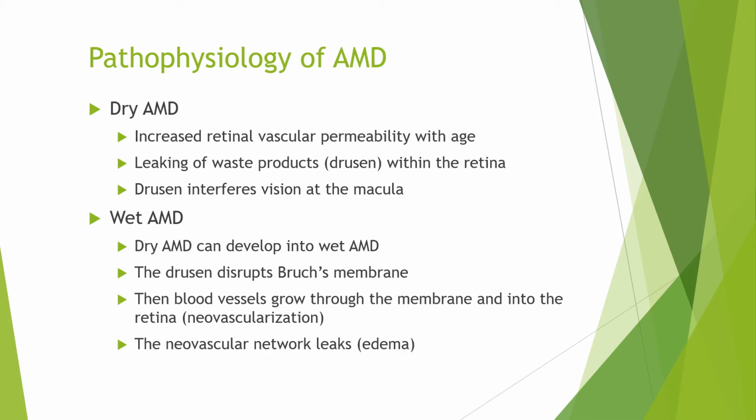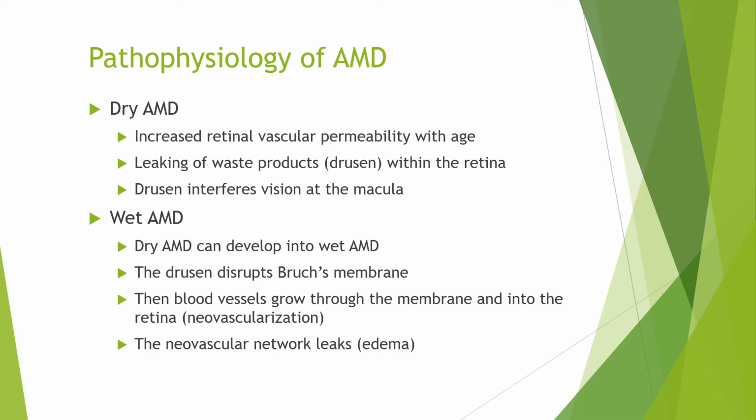because this does get in the way of the incoming light rays, it can interfere with vision at the macula. And as mentioned in the previous slide, dry AMD can develop into wet AMD. The drusen disrupts the Bruch's membrane, which we talked about before as the border between retina and the choroid. And the reason there was a barrier there was to prevent blood vessels from growing into the retina. Blood vessels are helpful for a lot of things, supplying every tissue in our body, but from the perspective of sight and the retina, it is not good.